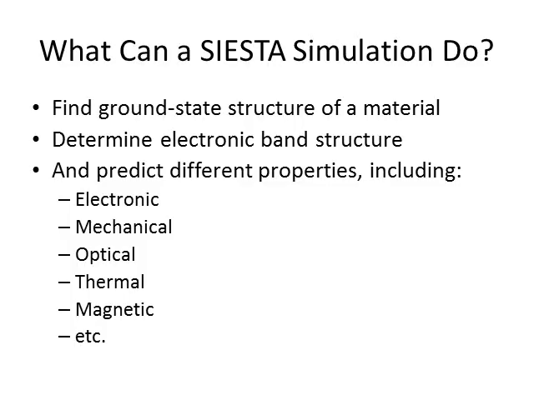Here I list what a SIESTA simulation can do. First is to find the ground state structure of materials. SIESTA can also determine electronic band structures. From the electronic band structure, you can study band alignment and the band gap size. SIESTA can predict different properties, including electronic, mechanical, optical, thermal, magnetic properties, etc. For this class, we will focus on mechanical properties.